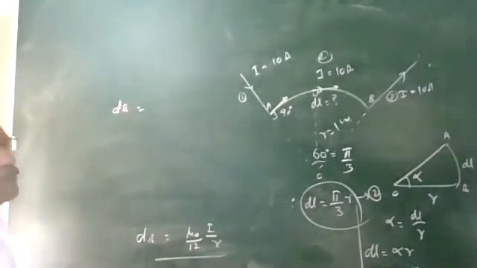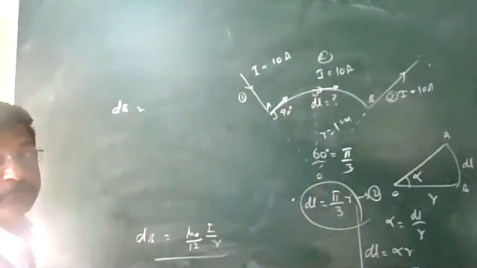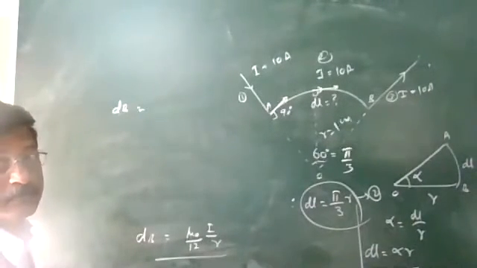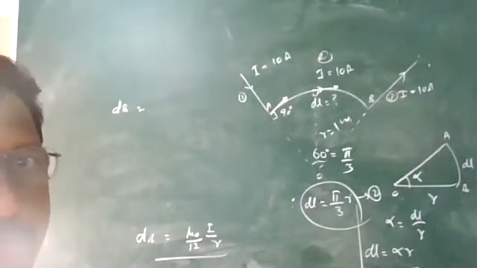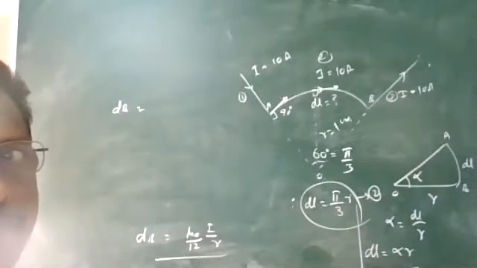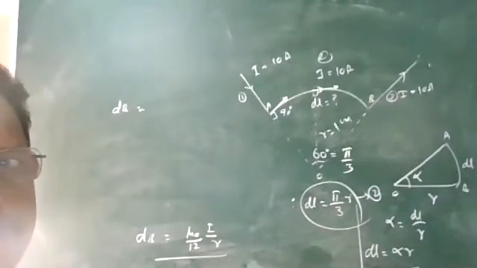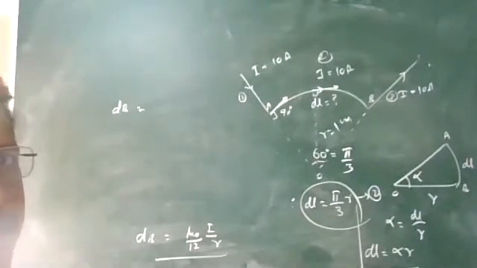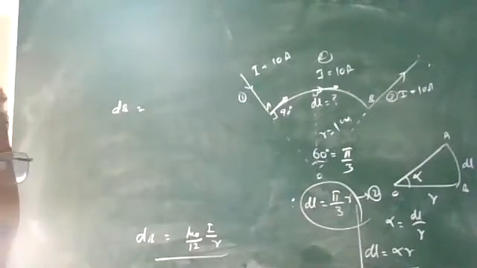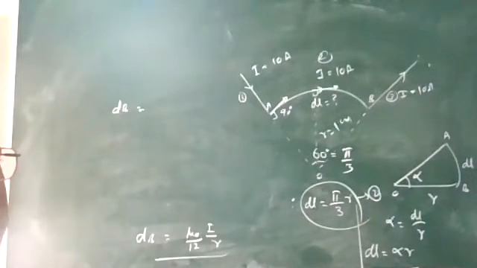1.03 into 10 raised to the power minus 4 Tesla. So 1.03 into 10 to the power minus 4 Tesla.